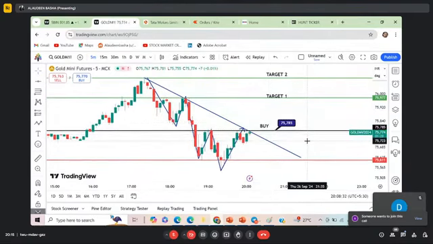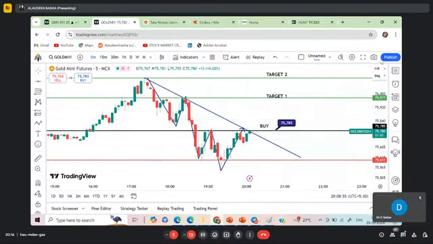I am one of the audience in the stock market. I'm not the player. I will become a player once it closes above 75,785 at the time frame of 5 minutes. At the time frame of 5 minutes, if it closed above this value, I go for buy.